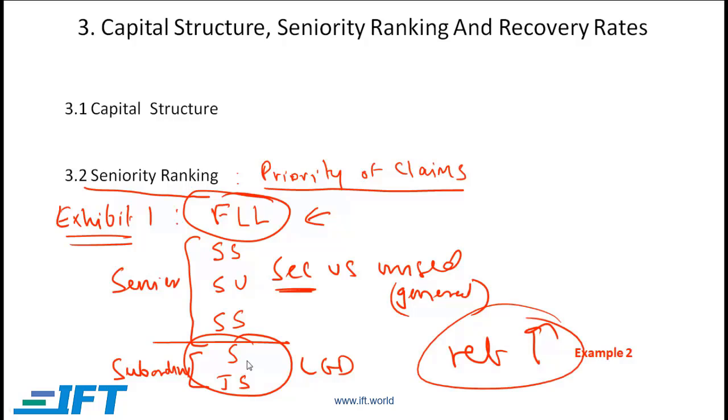Now, this is rather obvious, but I'll state it anyway. The credit risk is relatively low with the senior debt, and credit risk is relatively high with junior or subordinate debt.